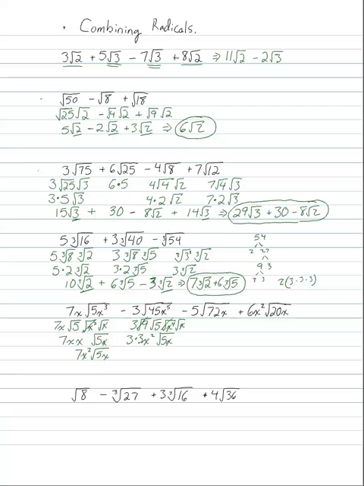So I should have 9x squared square root of 5x. Don't forget to bring down your minus. So I'm going to bring down my minus. Okay, next one is minus 5 square root of 72x.